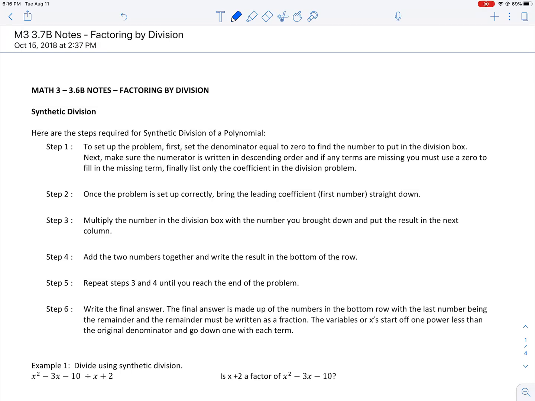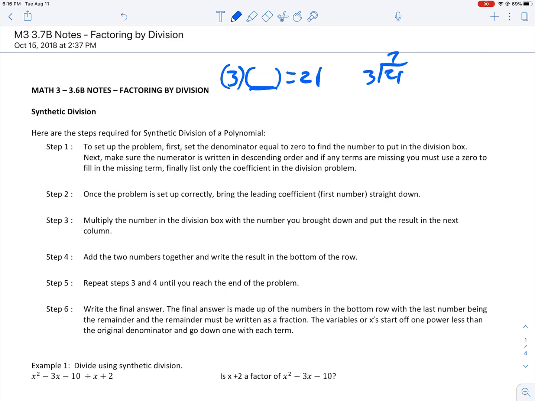So today we're going over notes 3.7. This is factoring by division. I want you to think about, if you have 3 times something equals 21, you want to figure out what that something is. So what would you do? You would divide by 3. So 3 into 21, and you'd get 7. Well, that's what we're doing.